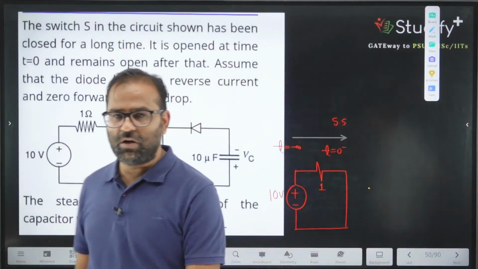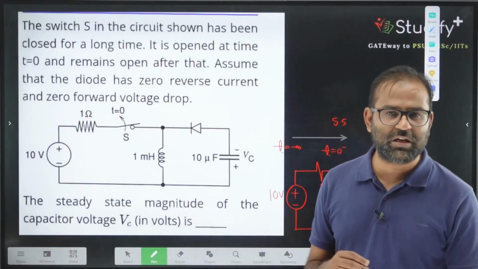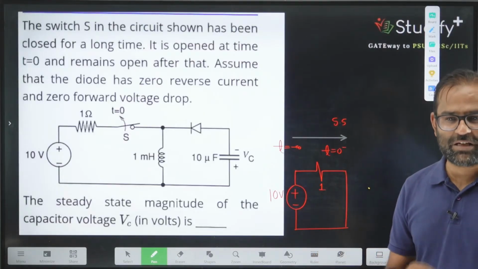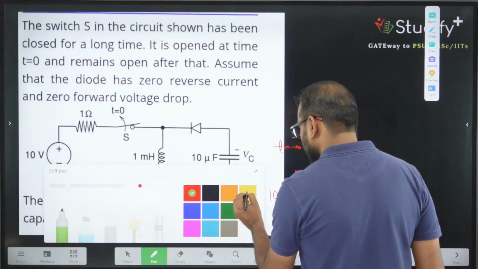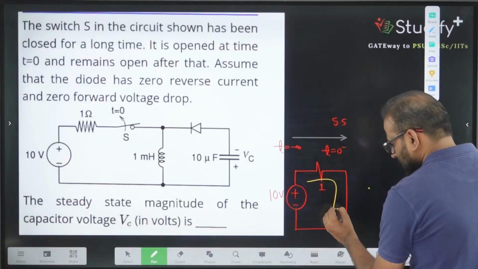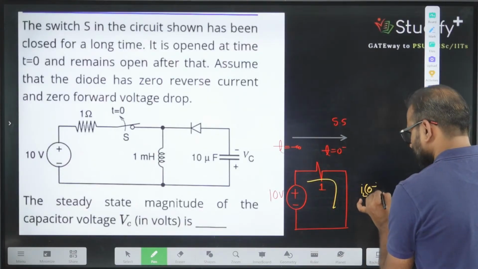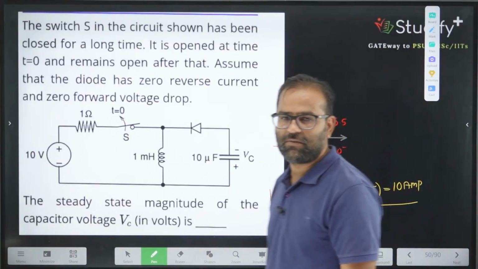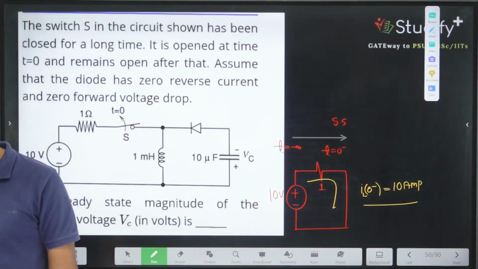Next thing is one diode is also connected to the circuit, but both the terminals of the diode are connected to 0. If both the terminals of the diode are connected to 0, the diode is reverse biased. So I can say the current across the inductor, IL0 minus, is equivalent to 10 ampere.